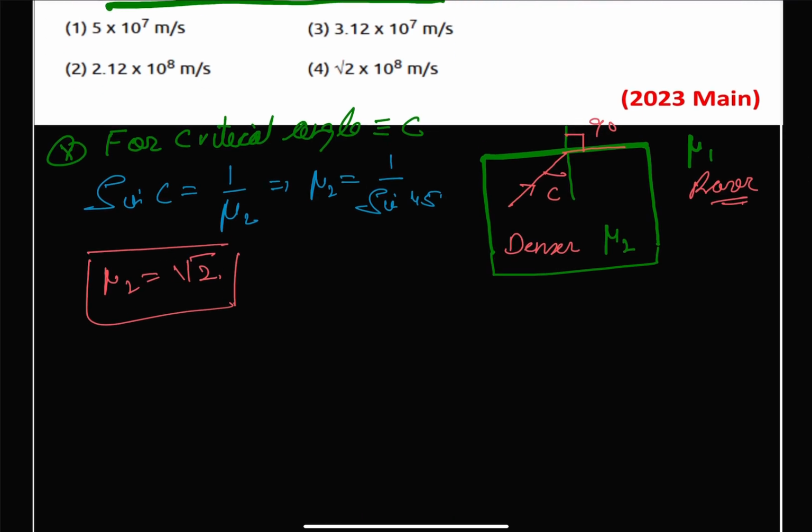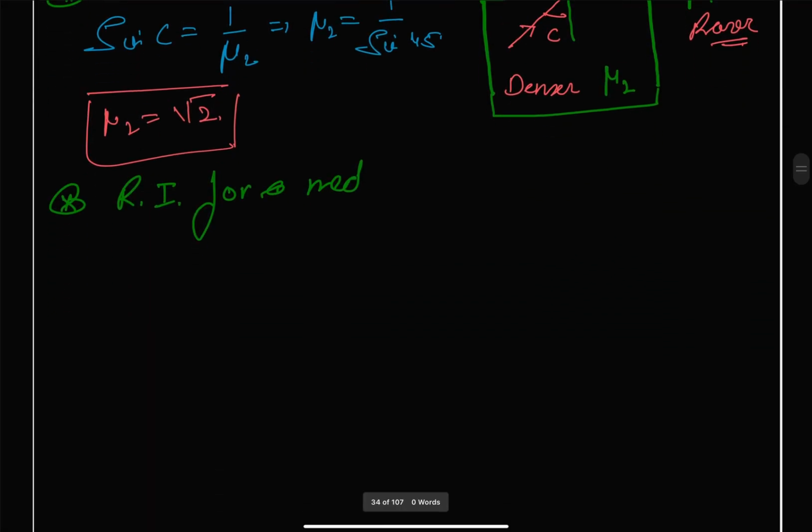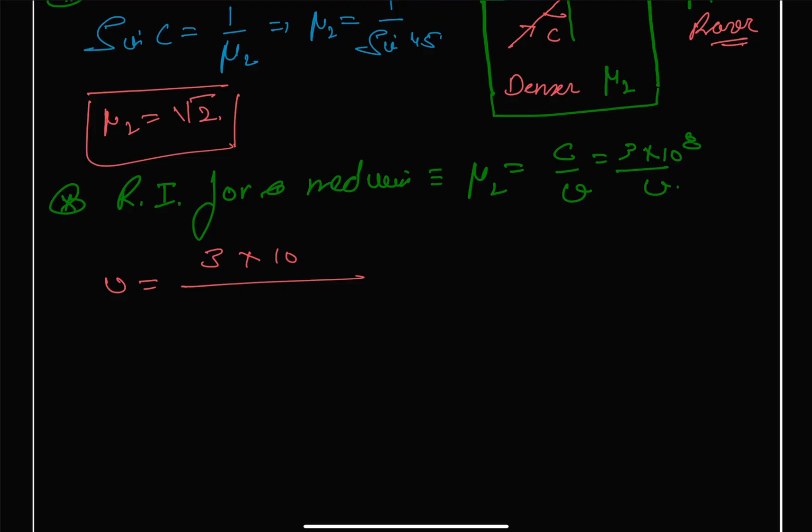And we know the relationship for a medium, that the refractive index mu2 is equal to c upon v. c is the velocity of light and v is the velocity of light in that particular medium, which we are supposed to find out. c we already know is 3 × 10^8, divided by v. So v will be equal to 3 × 10^8 divided by mu2. mu2 is square root of 2, so v will be close to 2.12 × 10^8 meters per second.